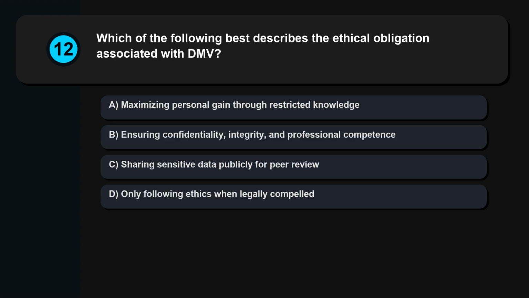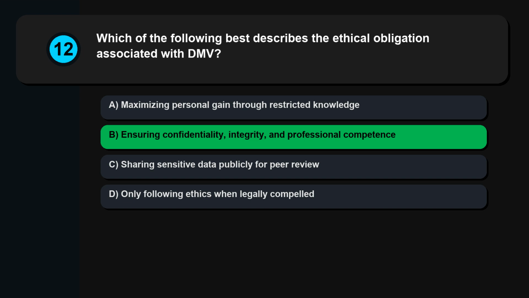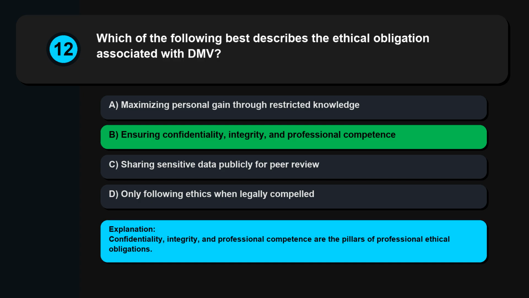Question 12. Which of the following best describes the ethical obligation associated with DMV? Maximizing personal gain through restricted knowledge, ensuring confidentiality, integrity, and professional competence, sharing sensitive data publicly for peer review, only following ethics when legally compelled. Confidentiality, integrity, and professional competence are the pillars of professional ethical obligations.